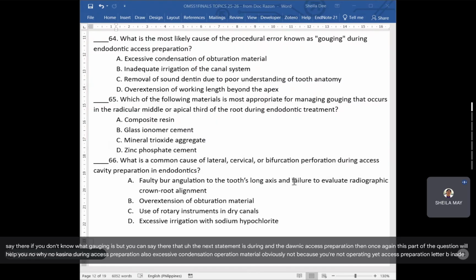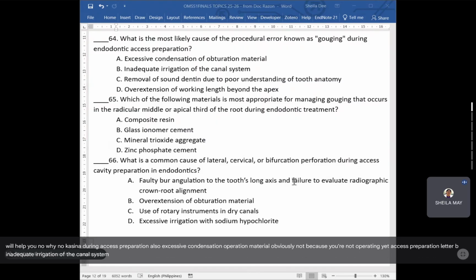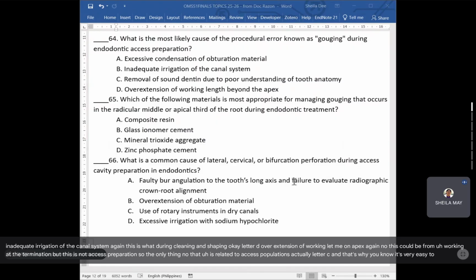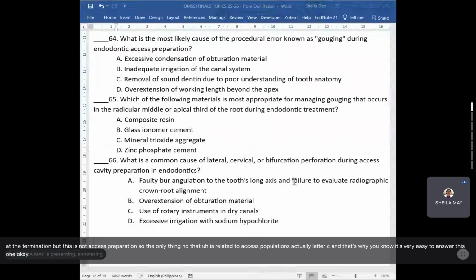Letter B, inadequate irrigation of the canal system. Again, this is during cleaning and shaping. Letter D, overextension of working length beyond the apex. Again, no, this could be from working length determination, but this is not access preparation. So the only thing related to access preparation is letter C, and that's why it's very easy to answer this one.